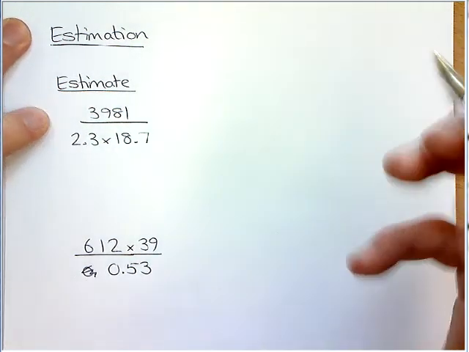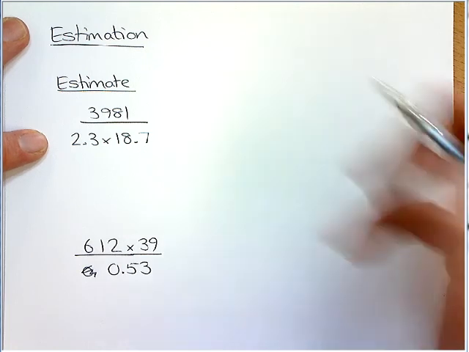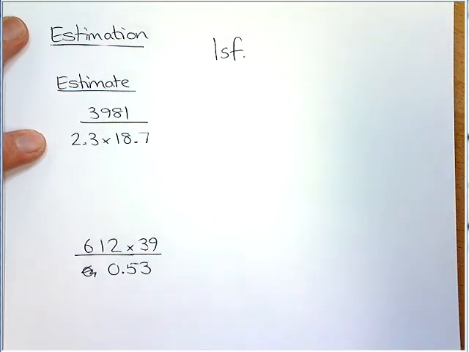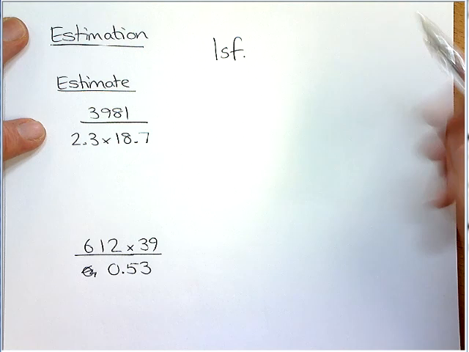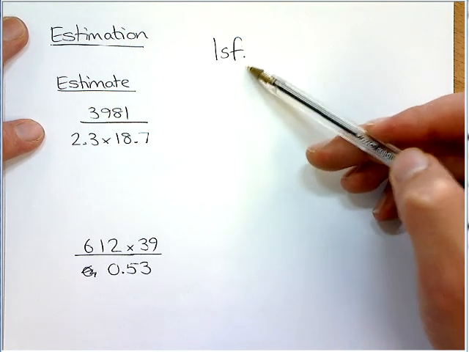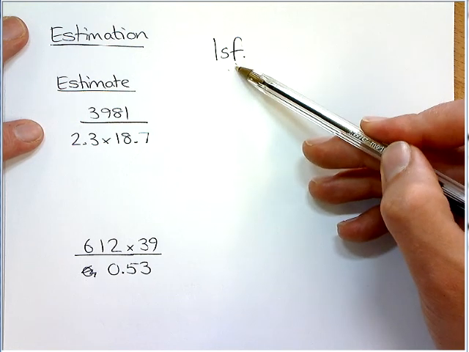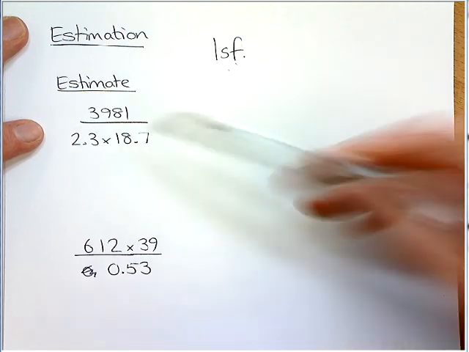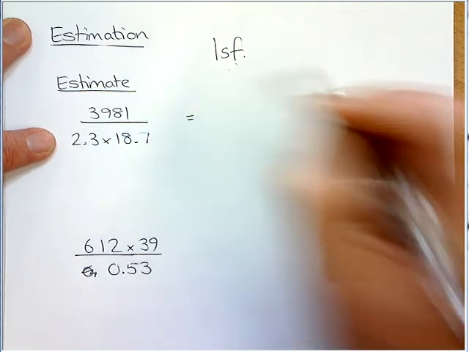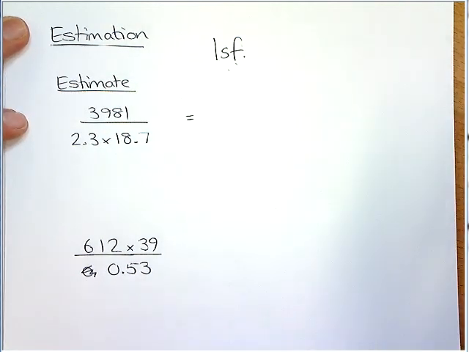Now, if you don't know how to round to significant figures, especially one significant figure, then stop this video and look that up, because I'm going to be using it all the time in here. So make sure you understand how to round to one significant figure before you carry on watching. So, to estimate, it's dead simple. Round everything you have to one significant figure.